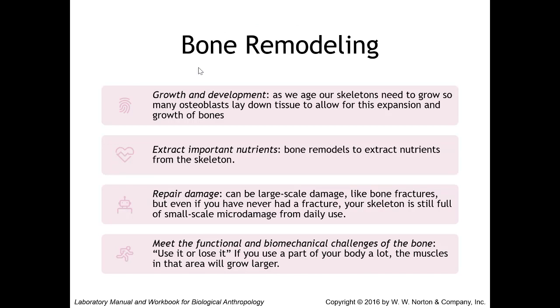Growth and development. As we age, our skeletons need to grow. So many osteoblasts will lay down tissue to allow for this expansion and growth of bones, right? Extracting important nutrients. Bone remodels to extract nutrients from the body. So bones, we know, store nutrients like calcium and phosphorus when they're needed elsewhere in the body. Bone remodeling will begin. Tiny gaps are removed from the bone to release trapped nutrients, and then the tiny gaps are filled in and the body is built back up, right?